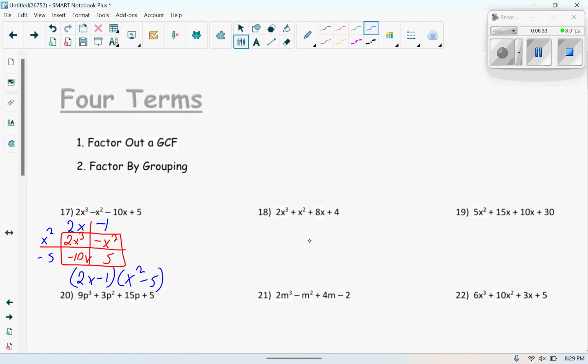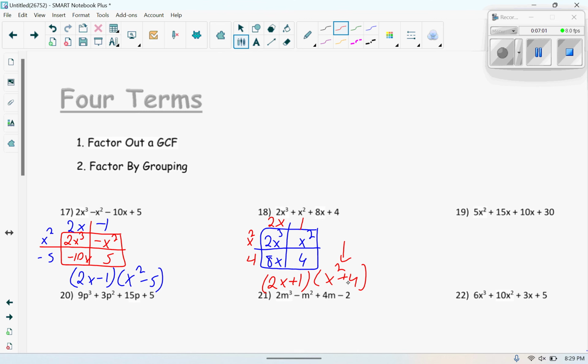Let's do number 18. So again, if you like the box, I'll do it that way. So let's see, I'm going to factor out again, I like the x squared there. So this is going to be a 2x, and if that's 2x, this has to be 4, and if that's a 4, that's 1. So I have, let's see, 2x plus 1 and x squared plus 4. Notice this is a plus. If this were a minus, I could actually take that further, but I'm just stuck there.